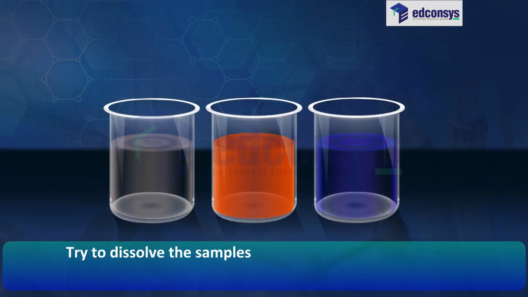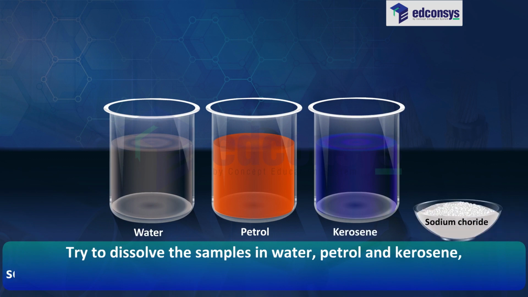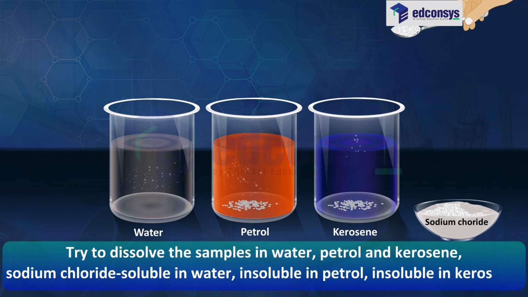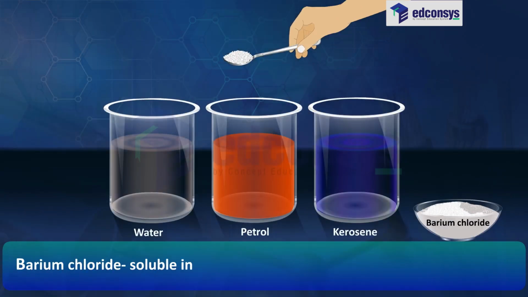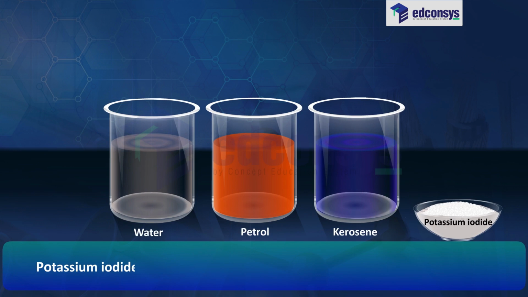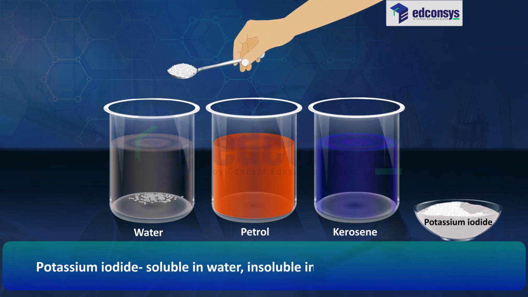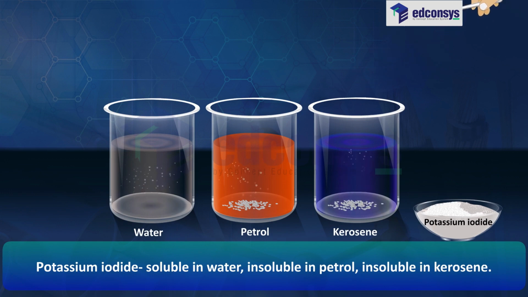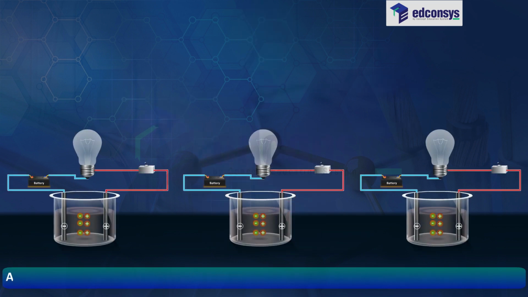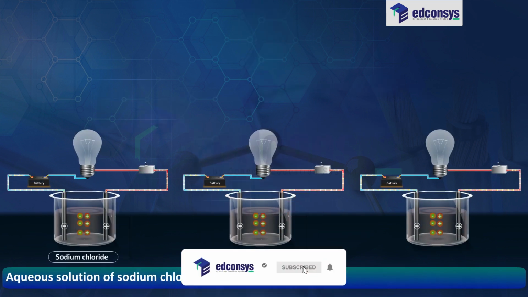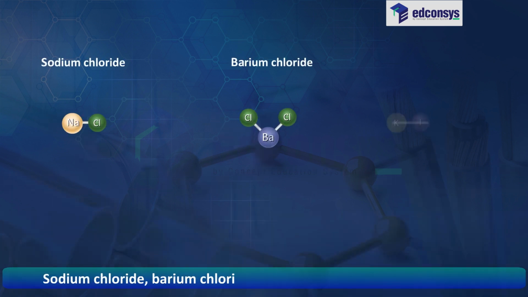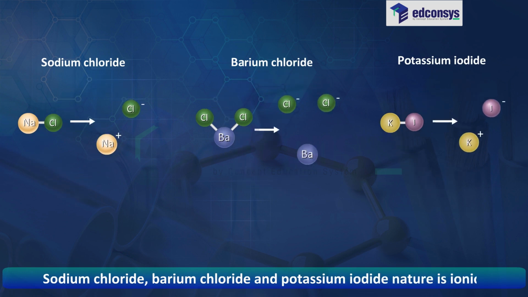Try to dissolve the samples in water, petrol and kerosene. Sodium chloride: soluble in water, insoluble in petrol, insoluble in kerosene. Barium chloride: soluble in water, insoluble in petrol, insoluble in kerosene. Potassium iodide: soluble in water, insoluble in petrol, insoluble in kerosene. Make a circuit and insert the electrodes into a solution of one salt. The aqueous solutions of sodium chloride, barium chloride and potassium iodide conduct electricity. Sodium chloride, barium chloride and potassium iodide are ionic in nature.